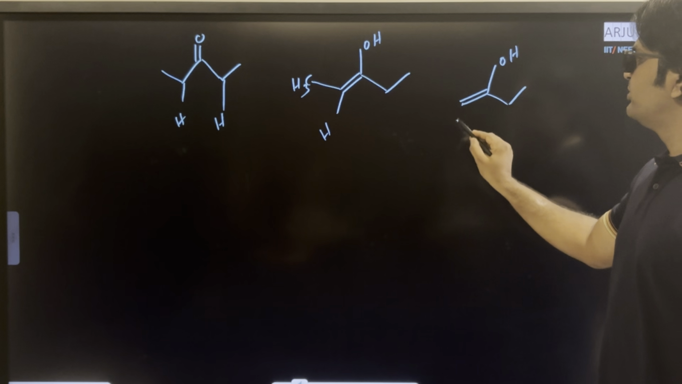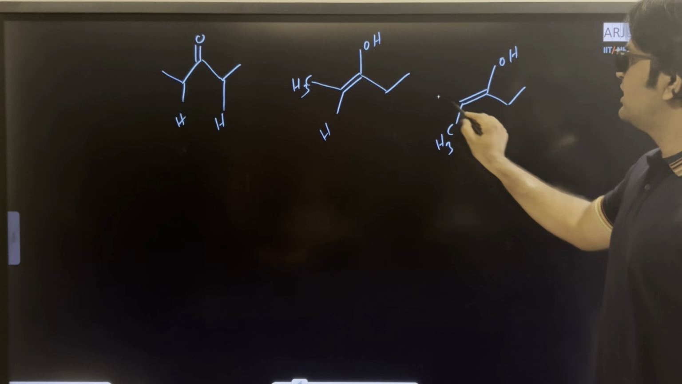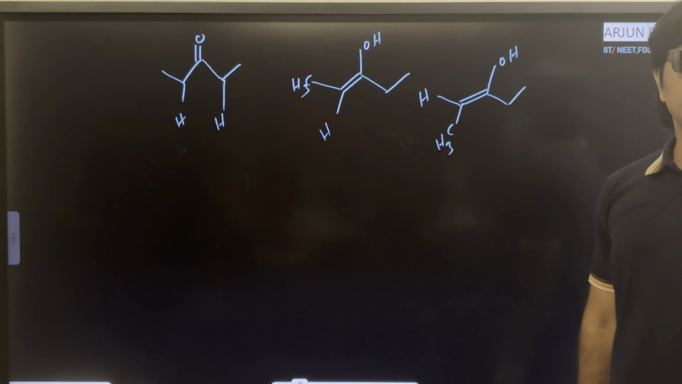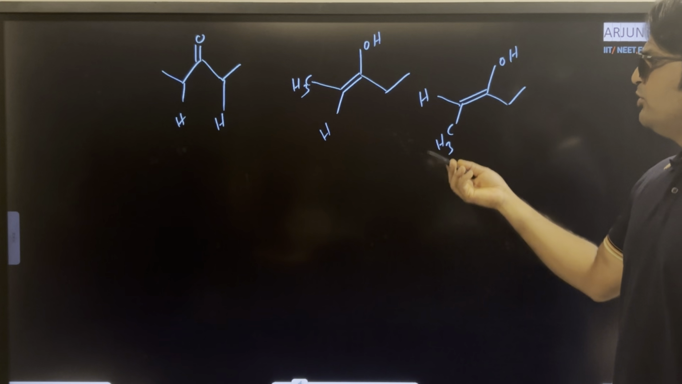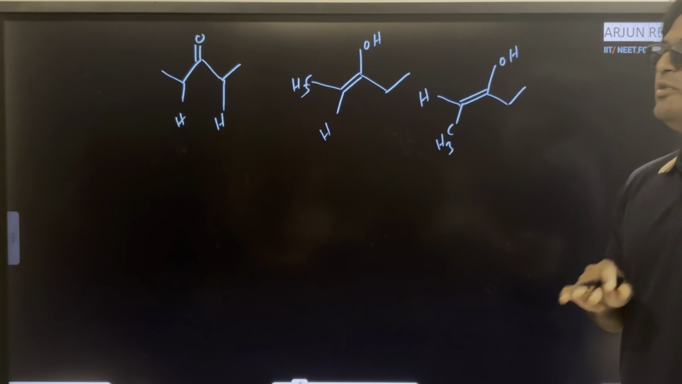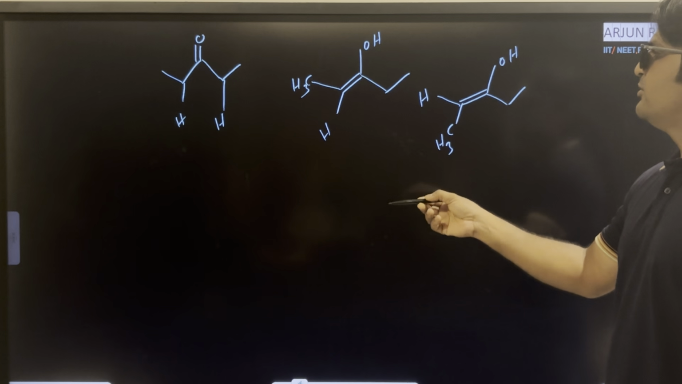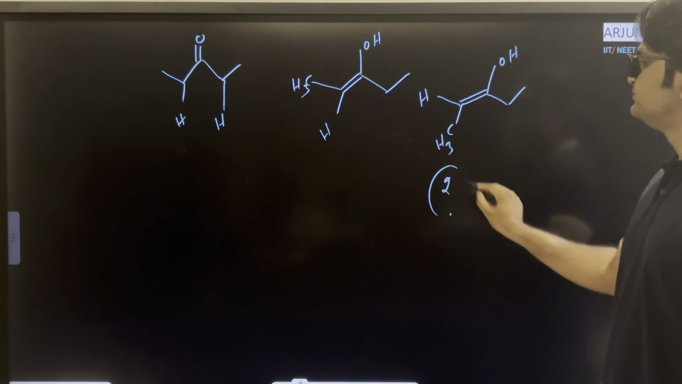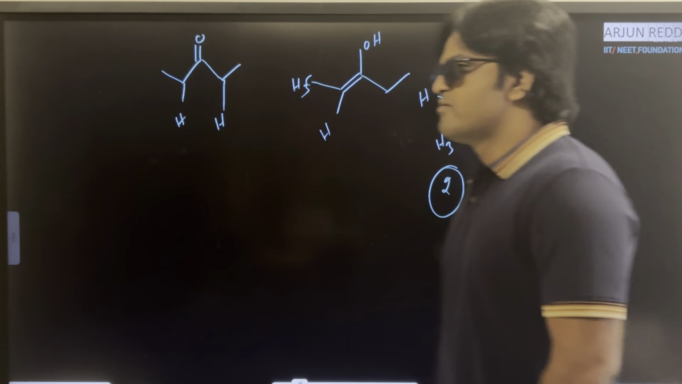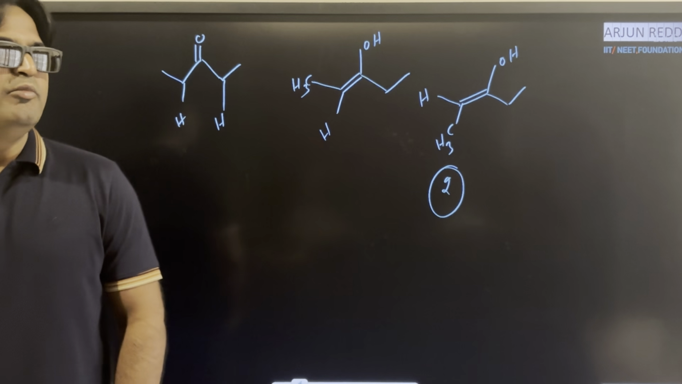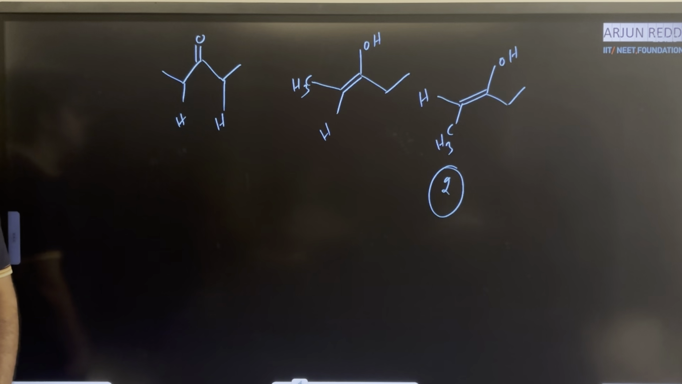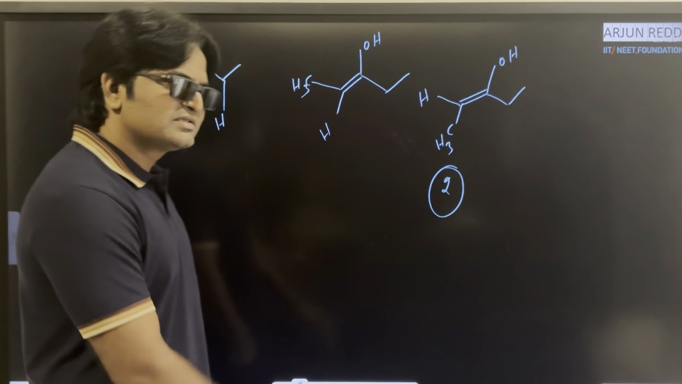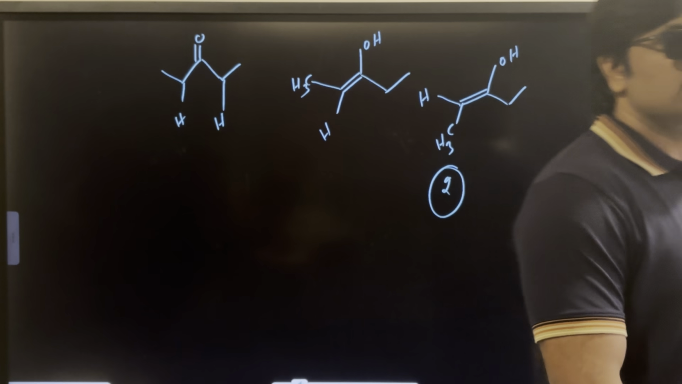So what is the group here? I am taking CH3 and the upper position hydrogen. These are the 2 compounds. How many geometrical isomers are possible? 2 geometrical isomers. Number of geometrical isomers equals 2. For a given compound, how many geometrical isomers are possible in enol form? Our answer is 2. This is one kind of question.